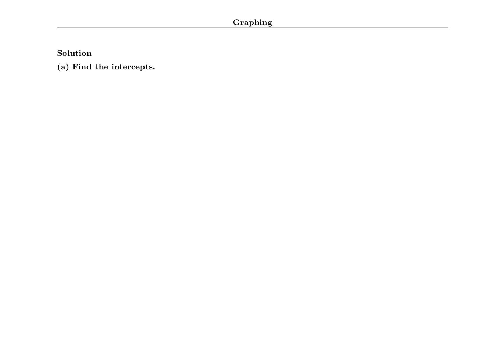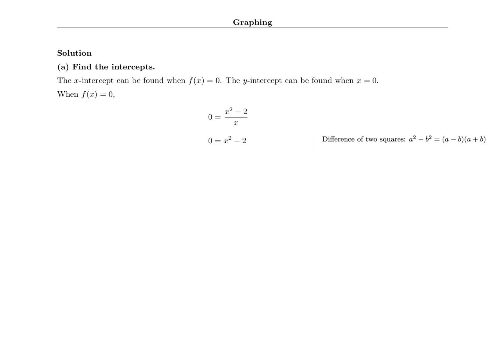Firstly, for part A, we are required to find the intercepts. Recall that to find the x-intercept, we need to set y equal to 0, or equivalently, f of x equal to 0. Doing this, we get the equation 0 equals (x squared minus 2) all over x. Multiplying both sides by the x in the denominator, we get 0 equals x squared minus 2, which we can factor using the difference of two squares.